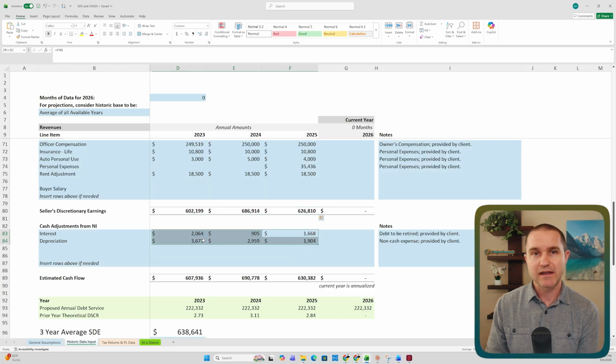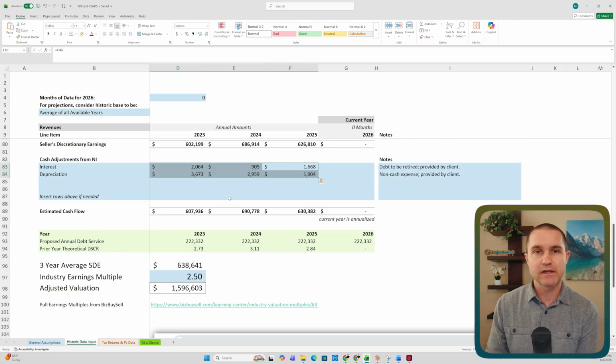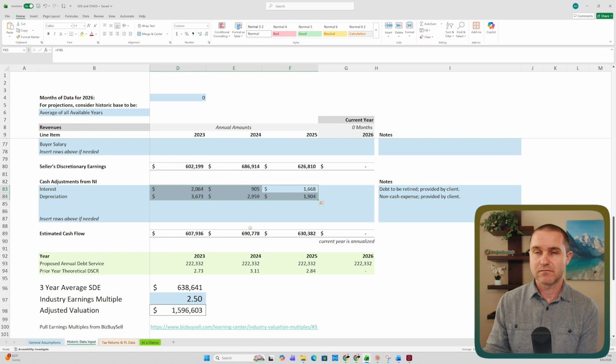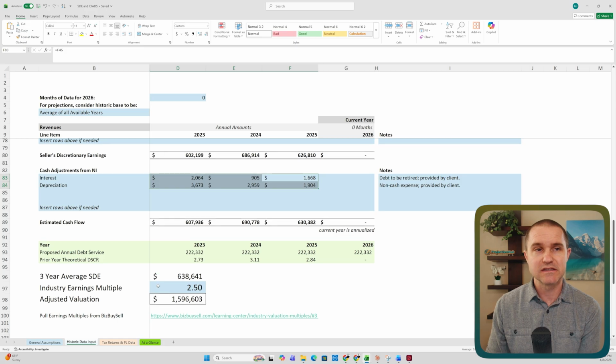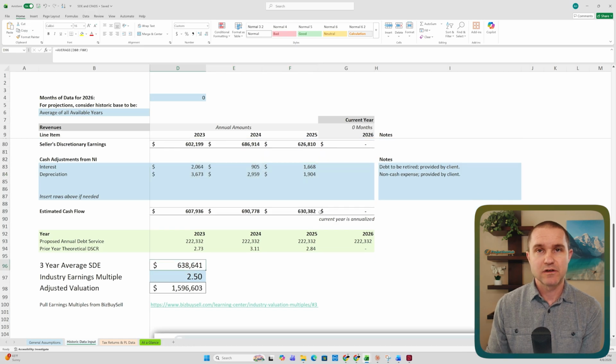You can also add back interest and depreciation typically. And the way a lot of times you'll see a business broker value the business is on a multiple of SDE. So a lot of times, if you have a pretty steady business, where the cash flow or the SDE has been quite similar year over year, then what you'll probably see is taking a 3-year average, taking the last 3 years as an average, and then applying an industry multiple to that.